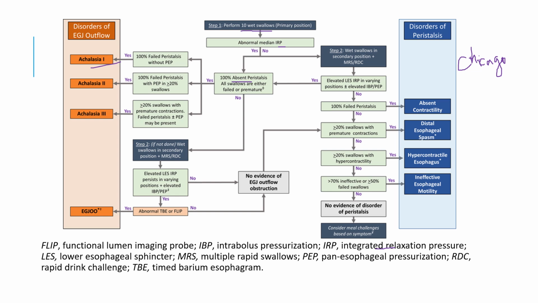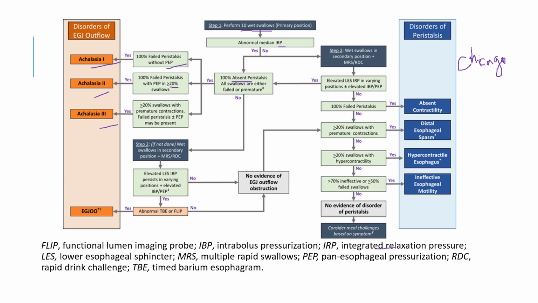Achalasia can again be type 1, 2, 3. That is depending on the panesophageal pressurization. That means the pressure builds up in the esophagus. There is no active peristalsis. According to that you classify this. If there is no panesophageal pressurization but there is 100% failed peristalsis, it is achalasia 1. If more than 20% of swallows have panesophageal pressurization, it's 2. And if more than 20% of swallows have premature contraction and failed peristalsis, it is 3.